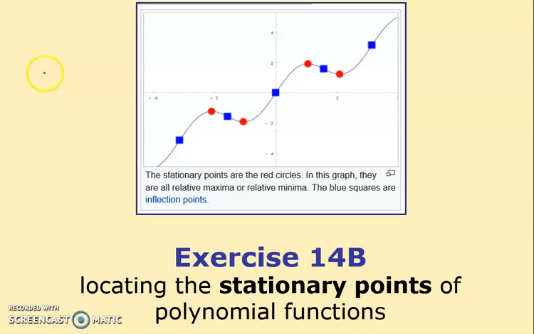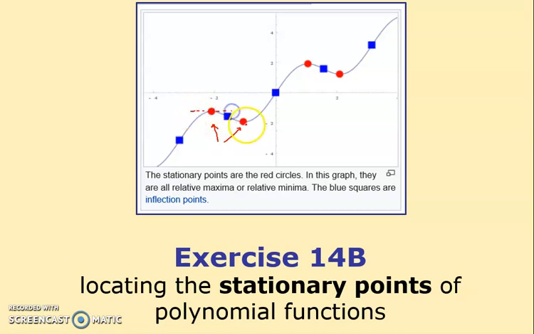Hello, this is exercise 14b for Year 12 mathematicians, and we're looking at stationary points and how to find where they are, and also determine the nature of the graphs, and that will become more obvious later on. But stationary points, as a matter of interest, are these red dots as far as we're concerned. The red dots are wherever you notice it.